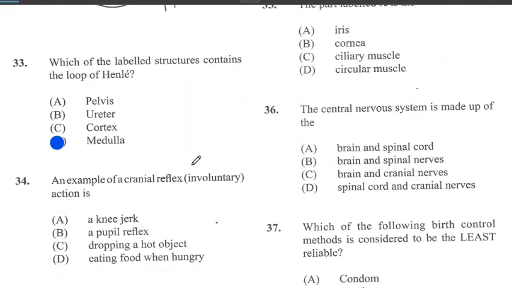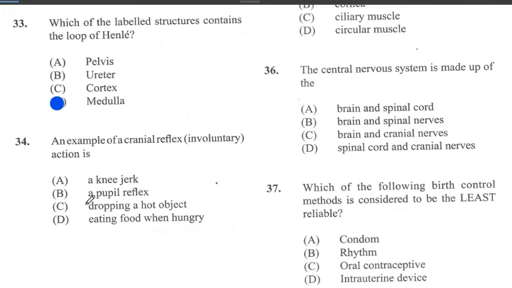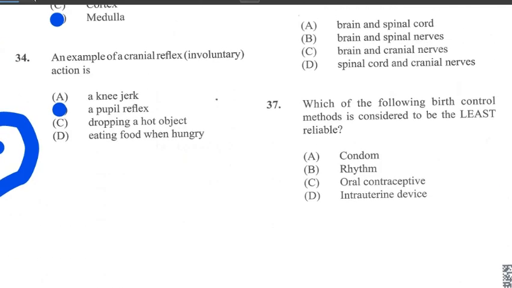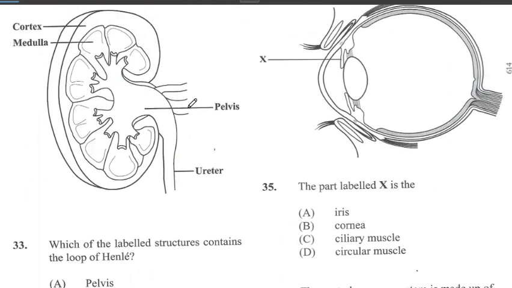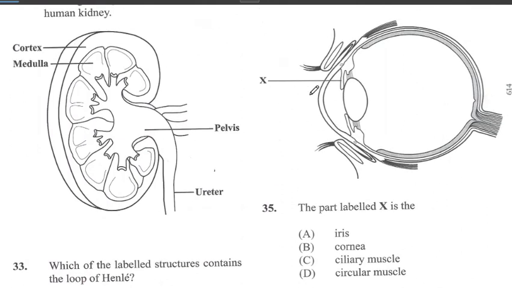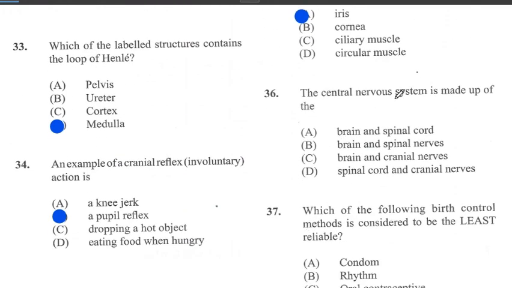An example of a cranial reflex, which is involuntary, is the pupil reflex, which is basically the blinking of the eye as we know it. The blinking of the eye is something involuntary. We don't need to actually do it. It just occurs. It's an involuntary action. Part label X, that is very easy. We do know that this is the iris. The central nervous system is made up of the brain and spinal cord.